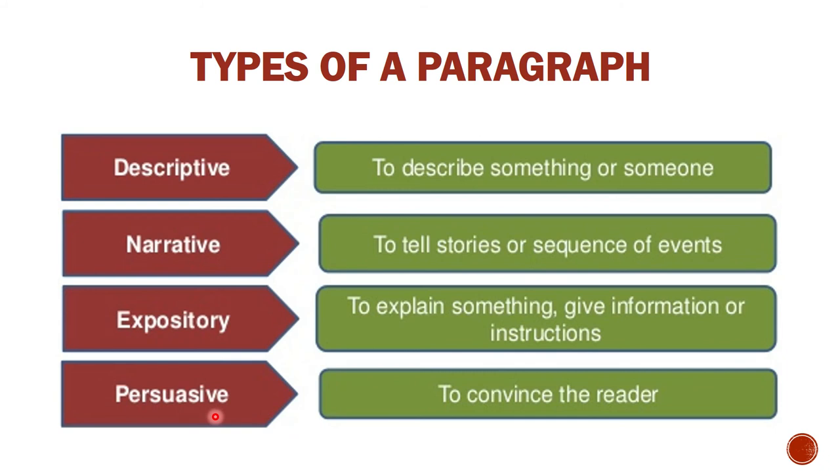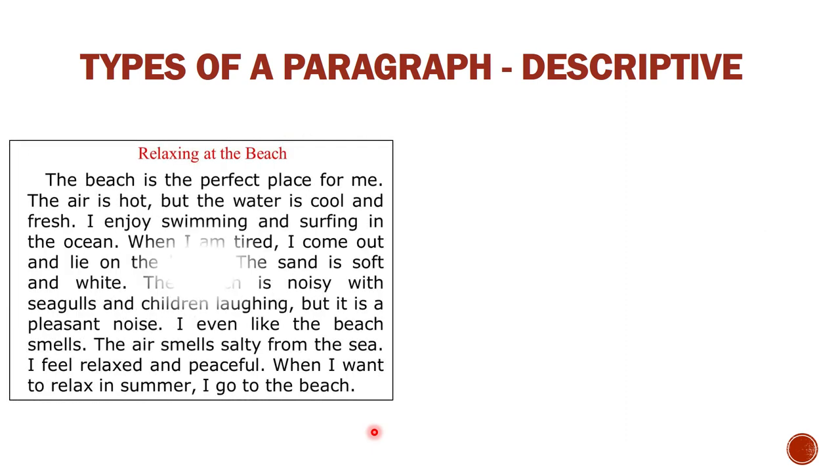Then we have persuasive. Persuasive, as the name tells us, means to convince the other. When the writer tries to convince the readers about his or her opinion, it becomes a persuasive paragraph. Now, one by one, I'm going to quickly take you through the examples. Now, the first is descriptive. Now, look at this paragraph. You should read this when I finish doing the lecture.